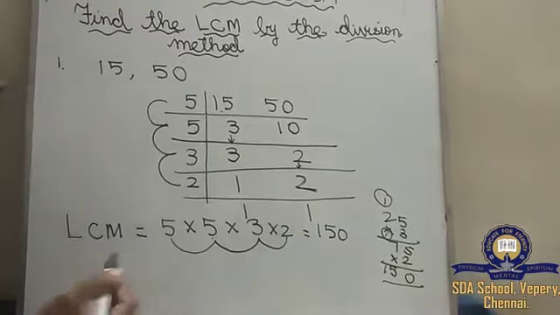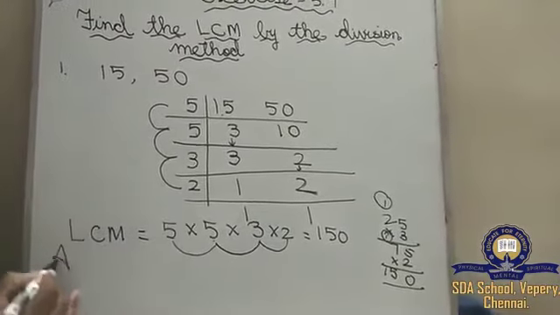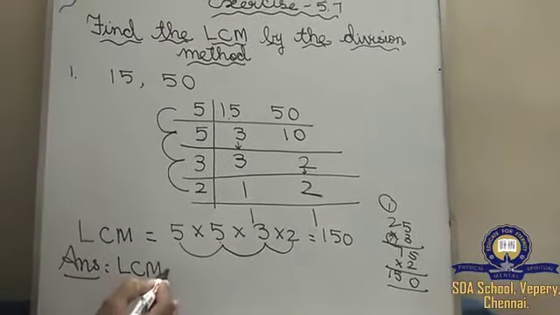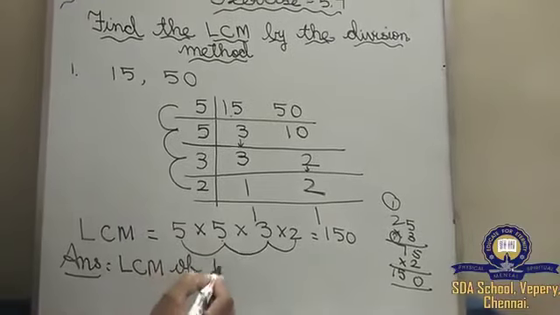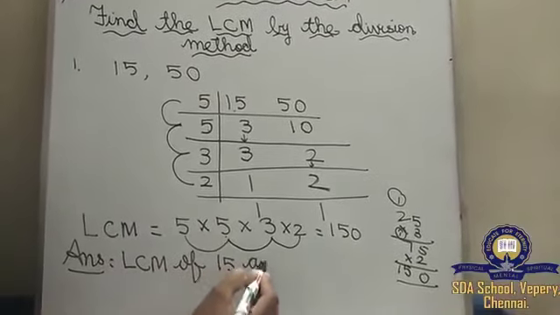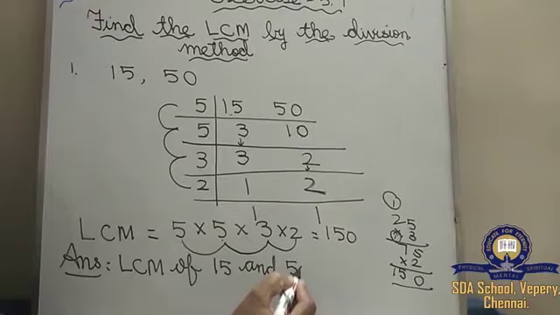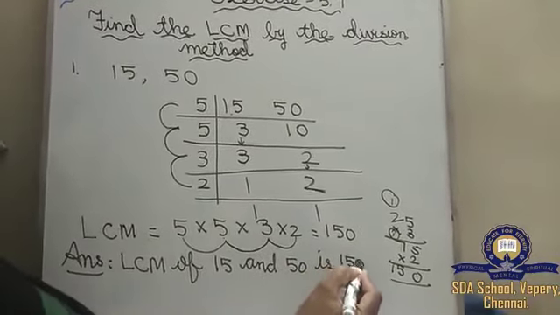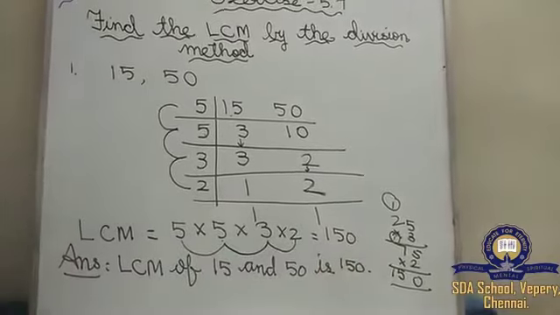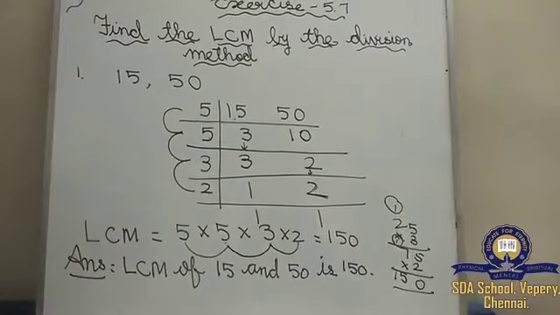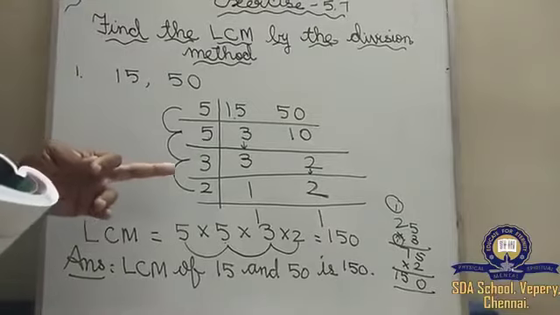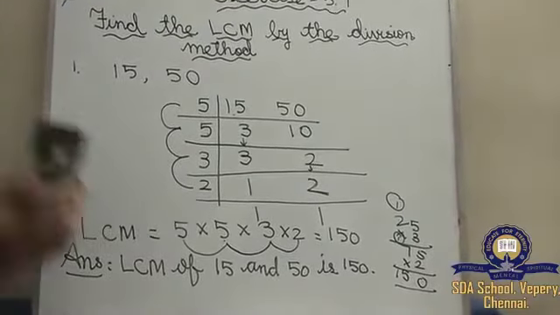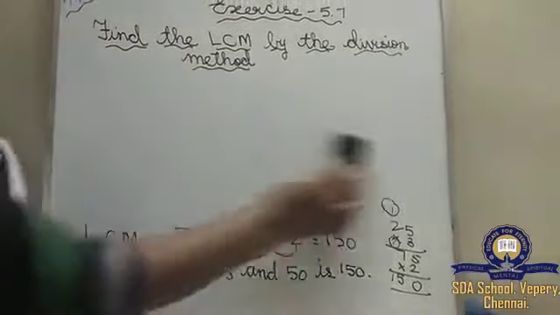150. So what's the answer? LCM of 15 and 50 is 150. Children, are you thorough, children? Now can you do these sums? Okay, one more sum we will do.